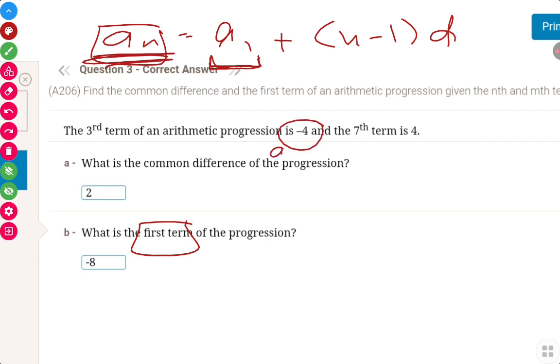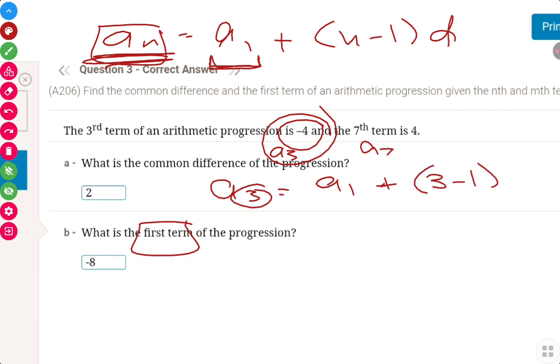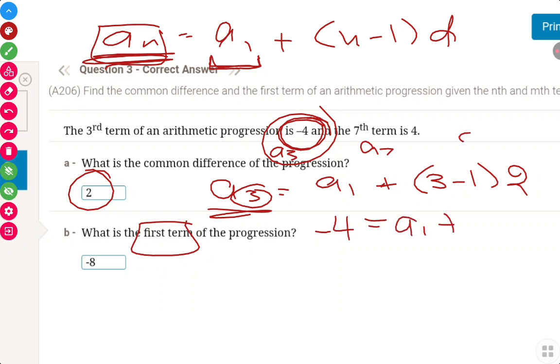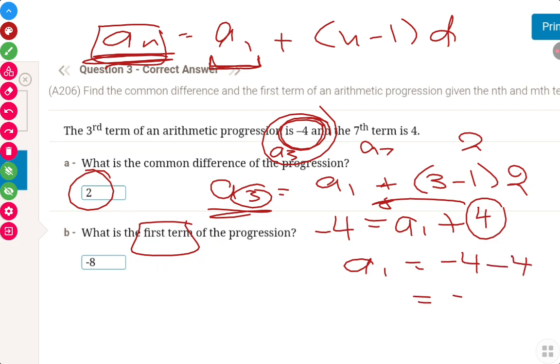Okay, we have a3 and we have a7. We can replace it with any one. Okay, let's say I picked a3. a3 is equal to a1 plus n, which is 3, minus 1 times d. The common difference found in part A is 2. a3 is negative 4, so negative 4 equals a1 plus 3 minus 1, which is 2, times 2, which is 4. So bring 4 to the other side, it becomes a1 equals negative 4 minus 4, which is negative 8. And you can try it with a7, you'll get the exact same answer. So the first term, a1, is negative 8.